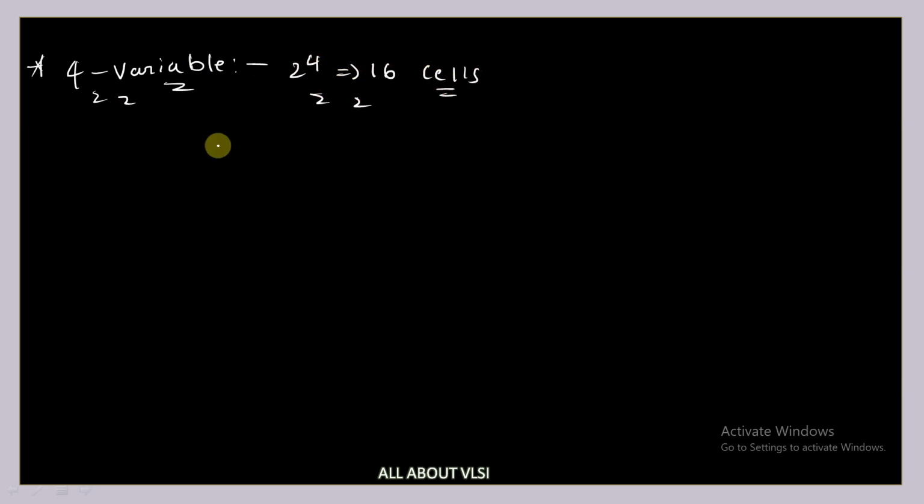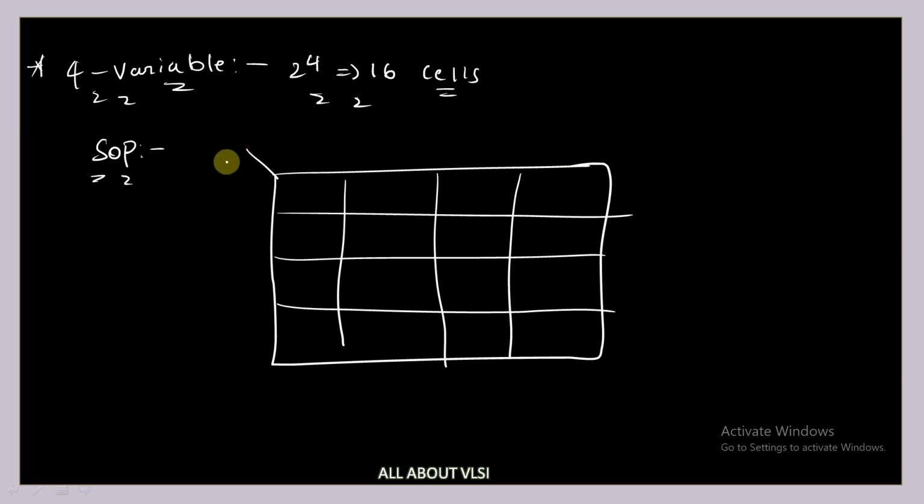Coming to the last one, that is nothing but your four variable K-map. For a four variable K-map, you will have a total of 2 power 4, that is 16 cells. Let us see the SOP form of representation first. In the case of SOP form, we will have a total of 16 cells like this. Let's say it is a function of a, b, c, d, then we will write AB here and CD here. So you can write 0 0 0 1 1 1 1 0 and 0 0 0 1 1 1 1 0.